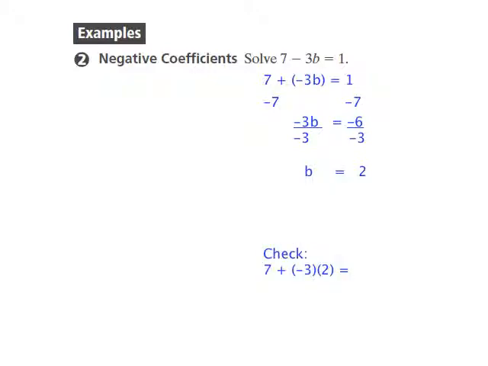7 plus negative 3 times 2. Well, negative 3 times 2 would be negative 6. 7 plus negative 6 does equal 1. So this problem checks out.